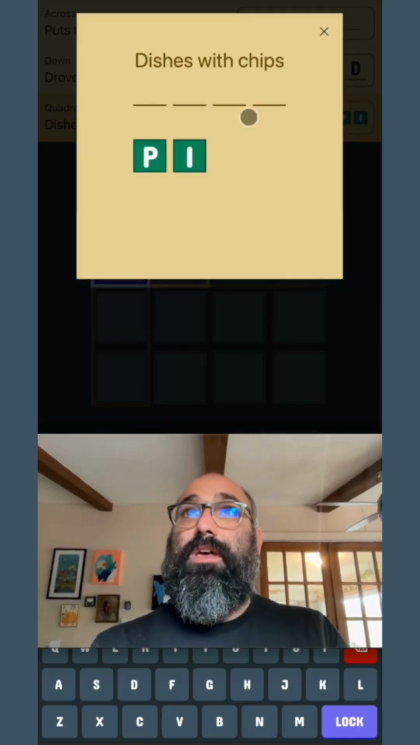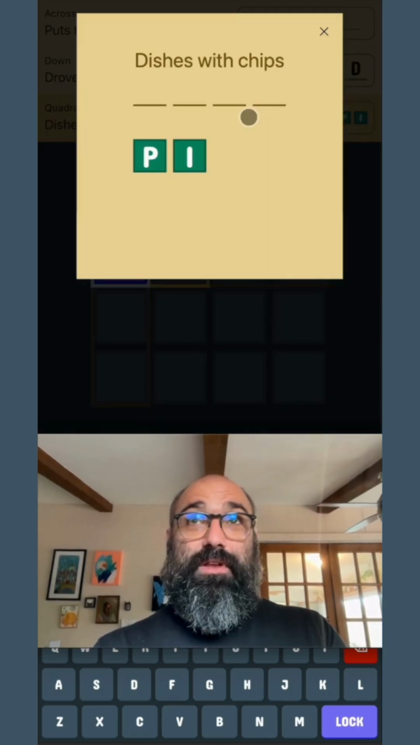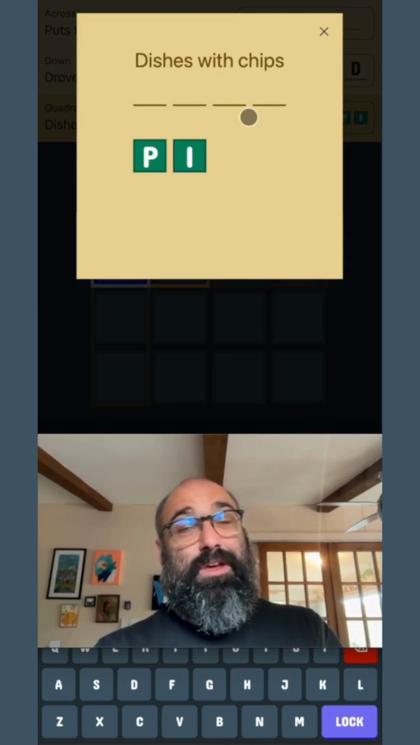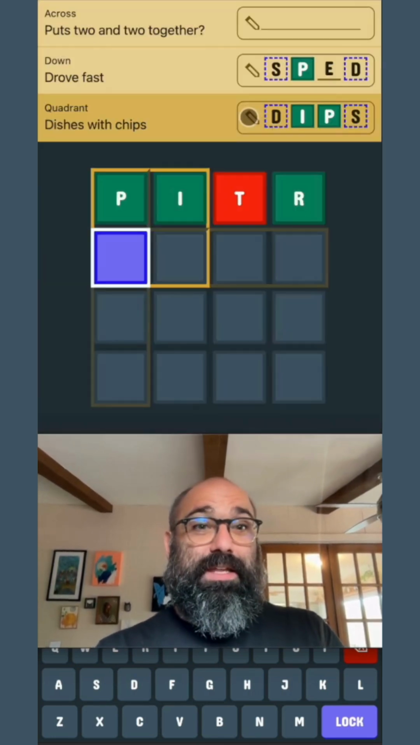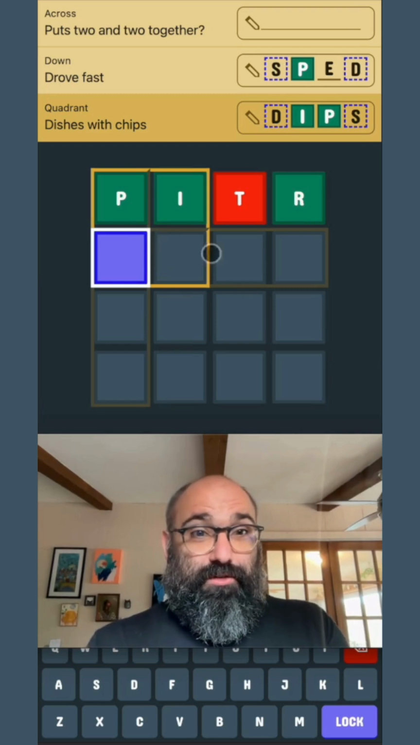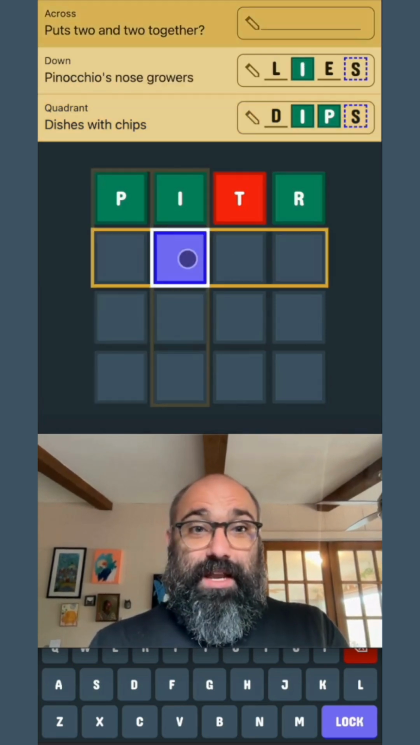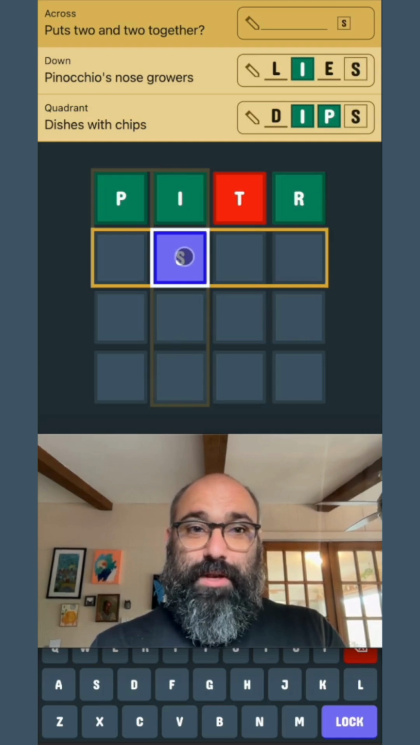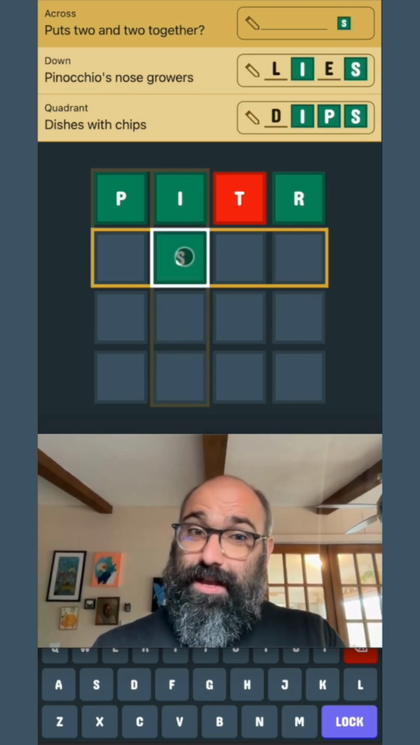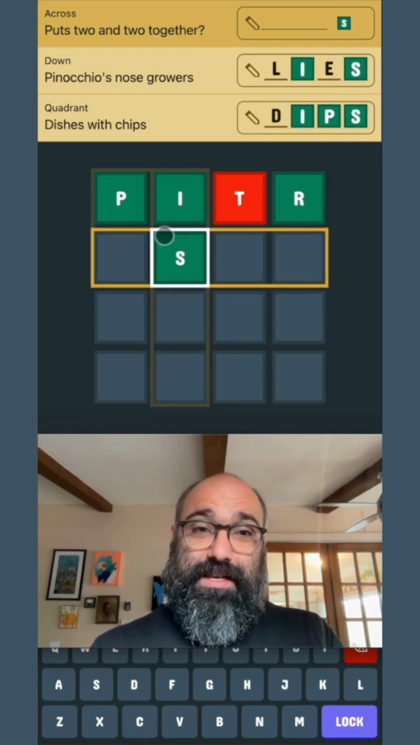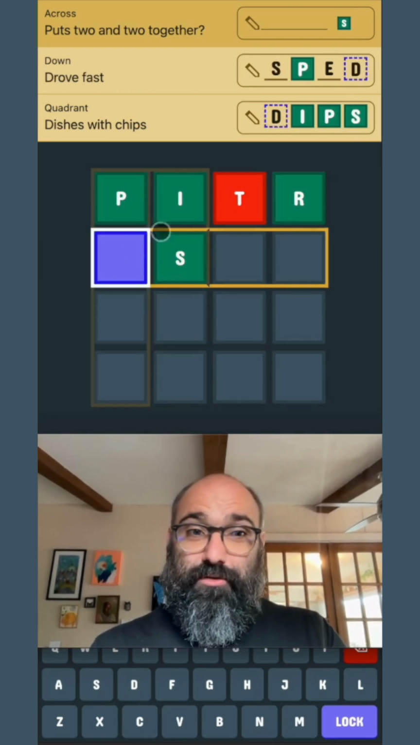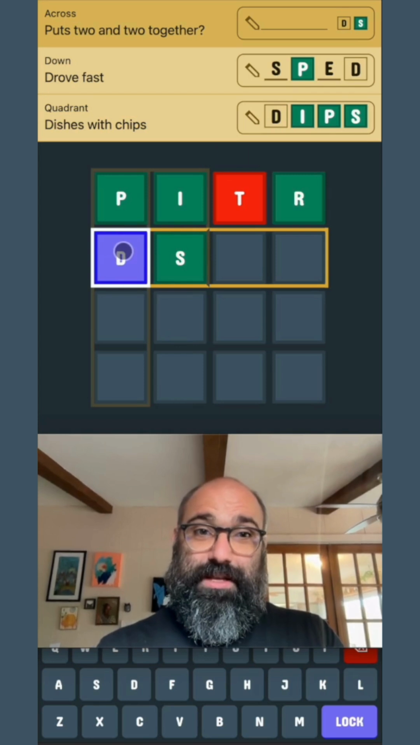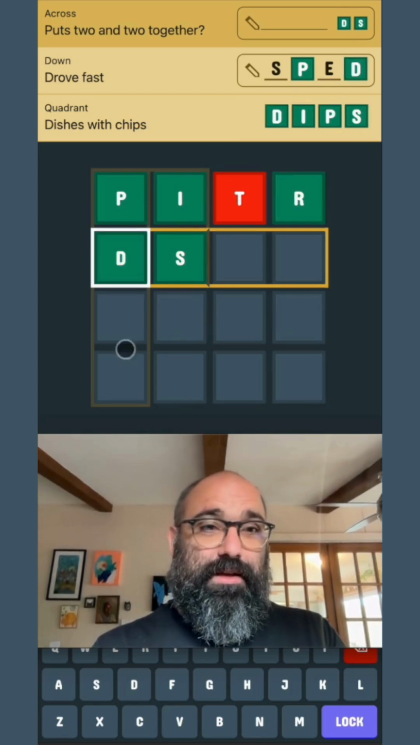Dishes with chips is not only dishes that have chips in them, but dishes with tortilla chips, and that would be dips. So you can see also that's not going to give us any information, but if we move over here with dips and lies, we know that this is an S. And that makes me pretty confident in dips. If we go here, our Sudoku rules says this has to be a D. Our SPED also shows us that.